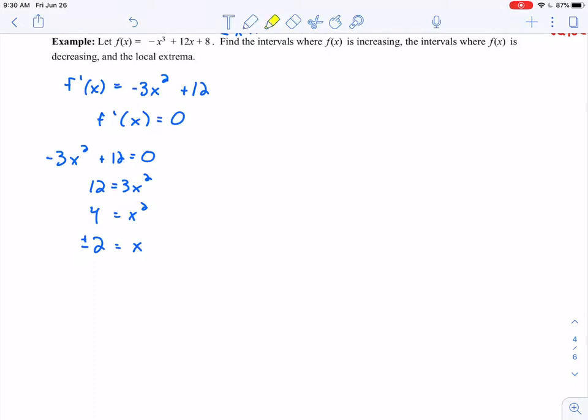And remember that the critical points must be in the domain of your function. So here, we're working with a polynomial. The domain is all real numbers, which means that negative 2 and positive 2 are critical numbers.